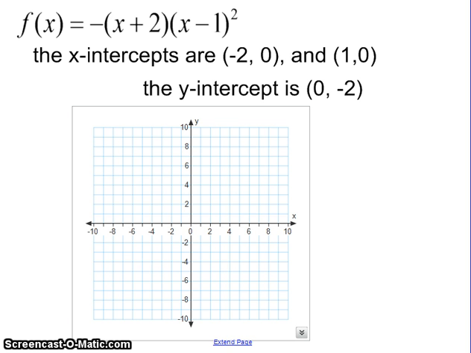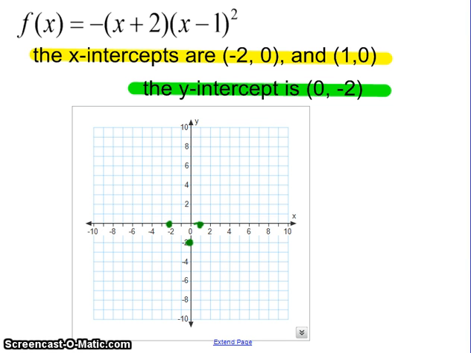Okay, so going back to the graph, the first thing I'm going to start with is the x-intercepts and the y-intercepts. Those are going to be the most important points on my graph. So let's just plot those 3 points. I've got a point at (-2, 0), (1, 0), and a point at (0, -2).